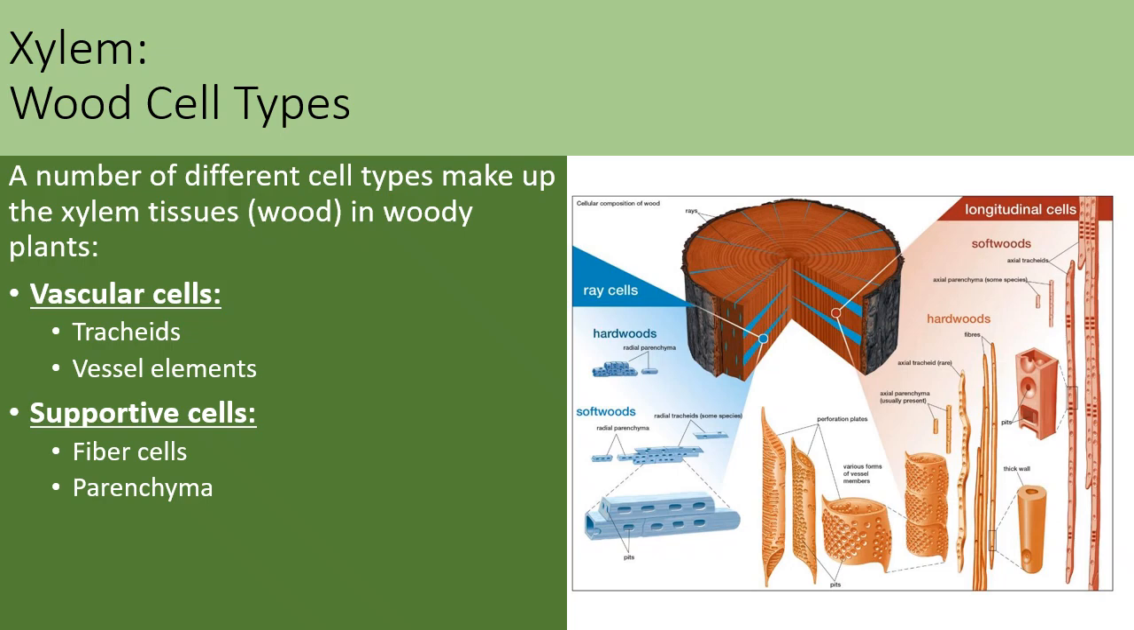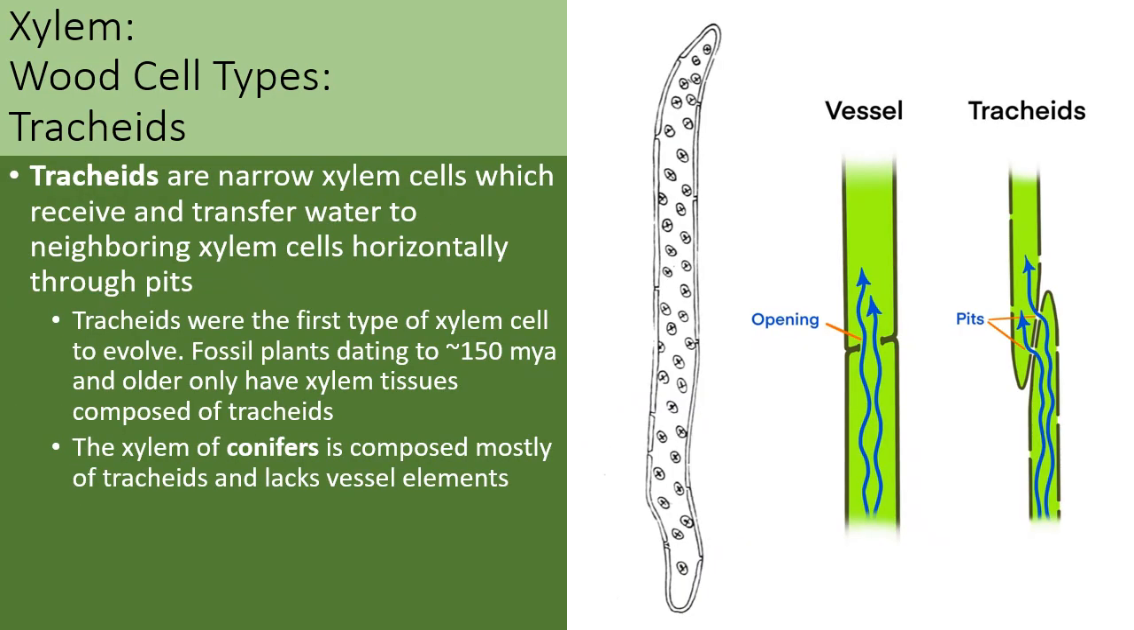Xylem itself is composed of a couple of different cell types. We're going to talk about both some of the vascular cells and some of the supportive cells that make up xylem. The first are tracheids. Tracheids are really, really narrow xylem cells, and they are covered in little pits or pores. These pits allow them to transfer water horizontally from one tracheid to another, and you can see that in this diagram on the right-hand side.